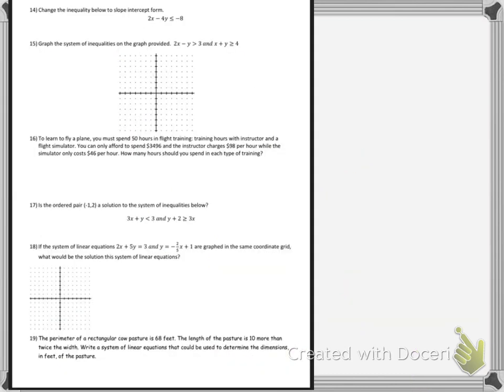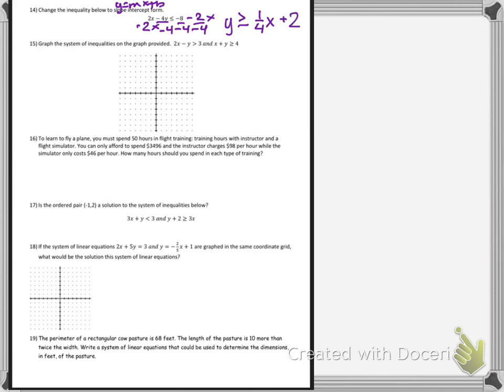On the last page, change this to slope-intercept form. Remember, slope-intercept is y equals mx plus b. So we're going to move the x over and divide by the big B. When you divide by a negative, you have to flip the inequality. So now it is y is greater than or equal to positive 1/4 x plus 2.